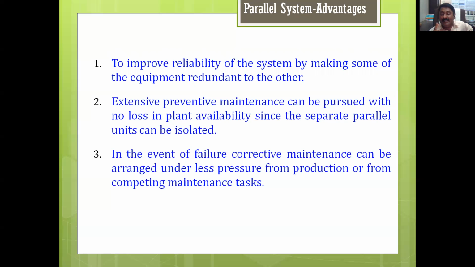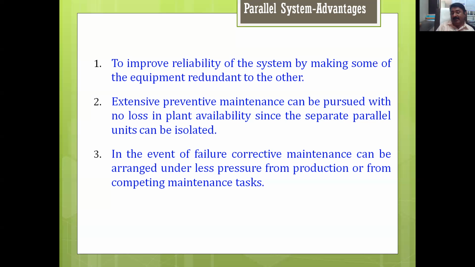Excessive preventive maintenance can be pursued with no loss in plant availability, since separate parallel units can be isolated. See, there are different parallel units, say 7 lines: 1, 2, 3, 4, 5, 6, 7. I am doing preventive maintenance for any machine on line 1. At the same time, the remaining 6 lines are working. Or assume that one has failed, then also 5 lines are working. As this is in parallel, we can isolate a typical 1 or 2 line segment or machine, and extensive preventive maintenance can be taken care of in a parallel system.